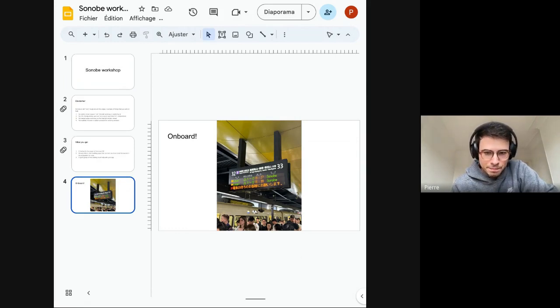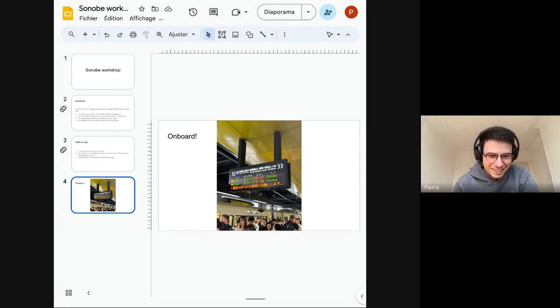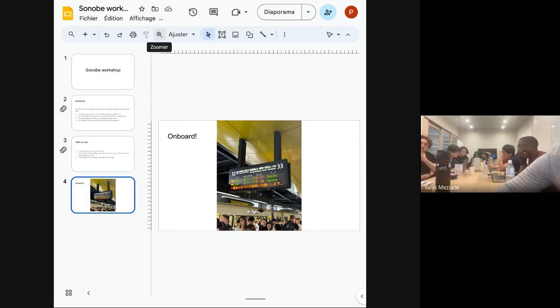I'm going to start to share. Yes, it's Yanis who sent me that picture. Sonobe station. All right. So I'm going to start to share the screen. Yes, I made a little GitHub repo for that. I'm going to send the link into the Meet discussion. Then I will share it in the chat.